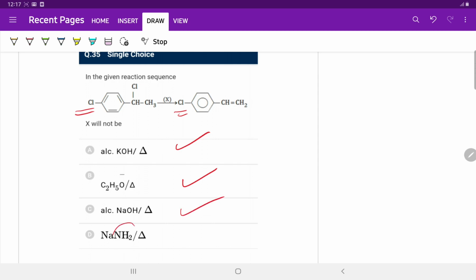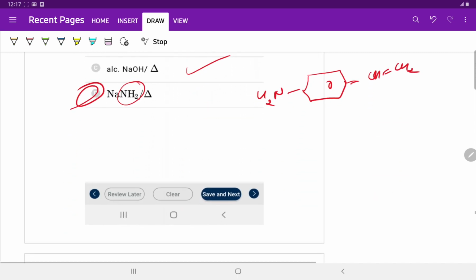Sodamide, no. Sodamide also gives SN reaction of aryl halide. With sodamide there is an elimination, but also nucleophilic substitution on the aromatic ring. So Cl will also be replaced. So option D is correct. NH2- is a very strong base.